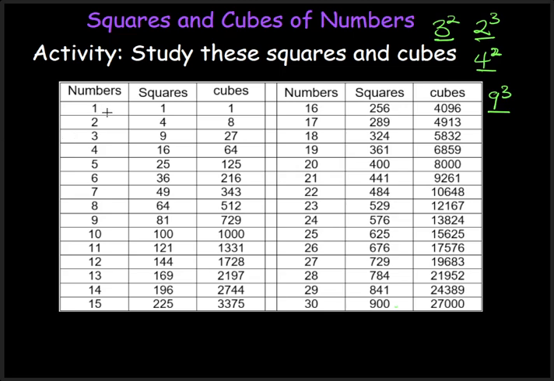So this is one square. One square is 1, 2 square is 4, 3 square is 9, 4 square is 16, 5 square is 25, and then we have the cubes of these numbers. It's in two parts: this is the first side, and the second side is here. So please do well to study the cubes and the squares of numbers carefully.